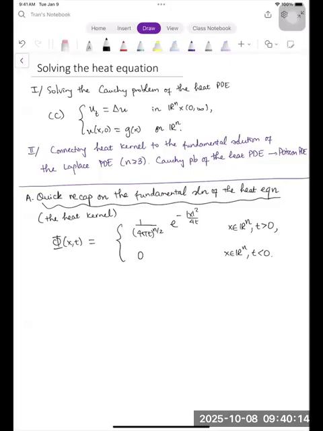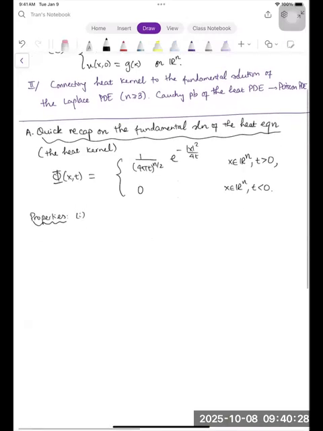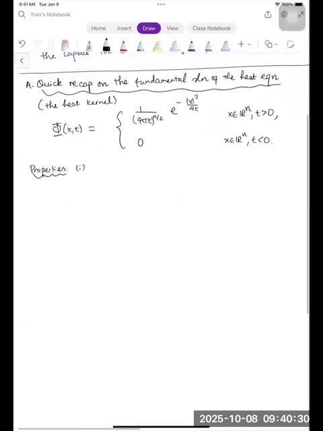We have shown the properties of the fundamental solution. We showed that the integral in R^n of phi(x, t) dx equals 1 for t greater than 0. So it's a Gaussian, right? I'll draw some pictures, but let me write things down first.